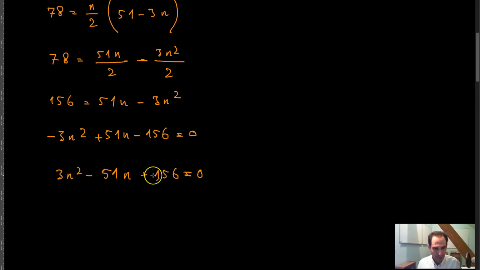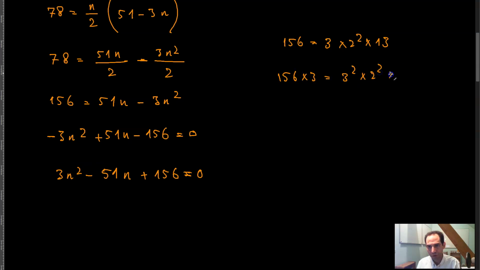And now you have basically 3, so we said that 156 is equal to 4 times 3 times 13. If I'm not mistaken, what is 12 times 13? Is equal to 156, right? So that's basically 3 times 2 squared times 13, right? And then 156 times 3 would be equal to 3 squared times 2 squared times 13.